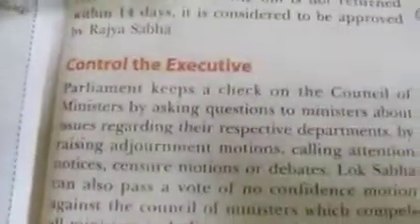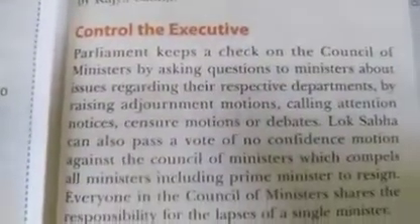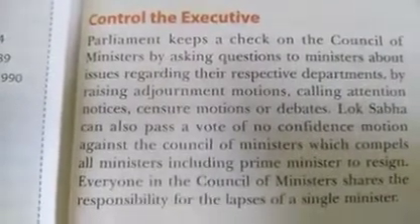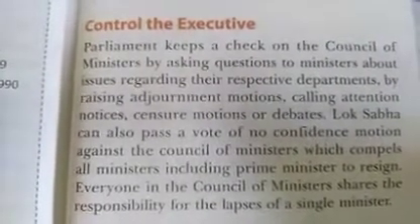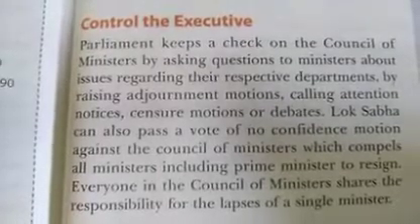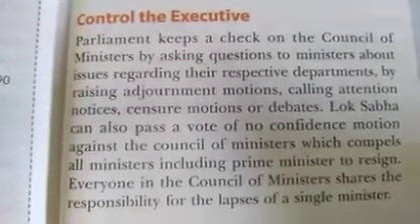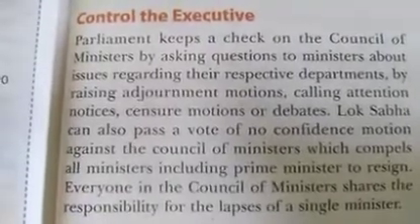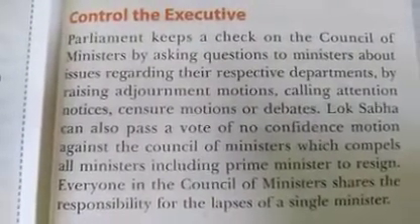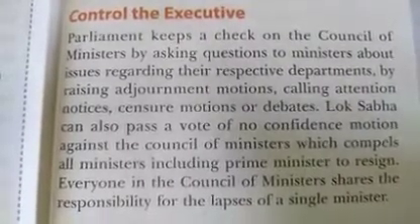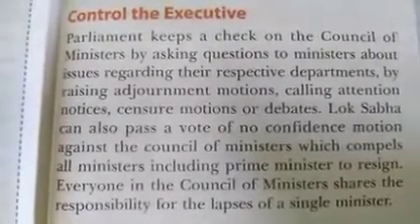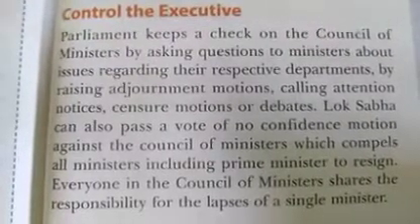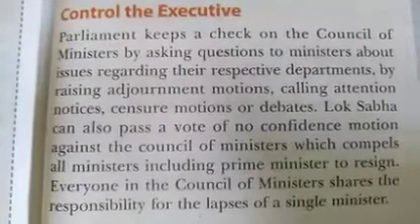Now, control of the executive. This is a very important part. Why is it important? Because whatever is going to be done after the legislative purpose is to be done by the executive departments. So, Parliament keeps a check on the Council of Ministers by asking questions to ministers about issues regarding their respective departments. That means whatever a department is doing, the minister of the department is answerable for that. And how does the Parliament question them? By raising adjournment motions, calling attention notices, censure motions or debates.